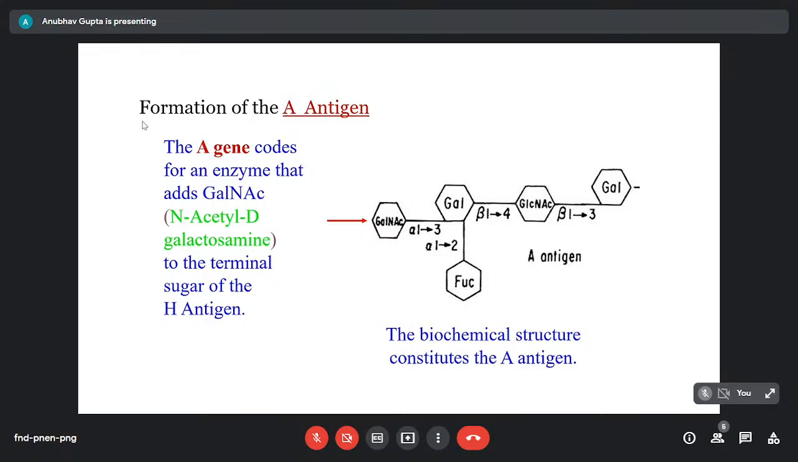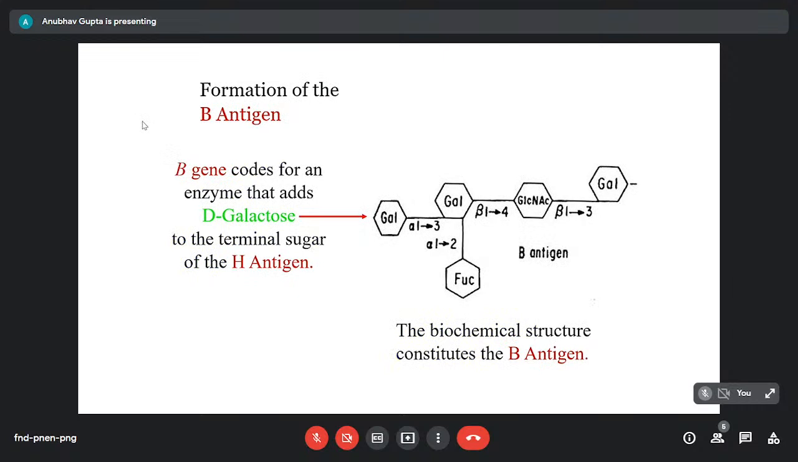Getting my point? If fucose is not there, or in other words, if the H substance is not there, the enzymatic product, N-acetyl D-galactosamine, is not attached to the galactose. So if you are harboring the A gene and that A gene is making an enzyme, the A transferase, which is forming the substance N-acetyl D-galactosamine, that N-acetyl galactosamine will not be attached to the galactose till the fucose is attached to the galactose.